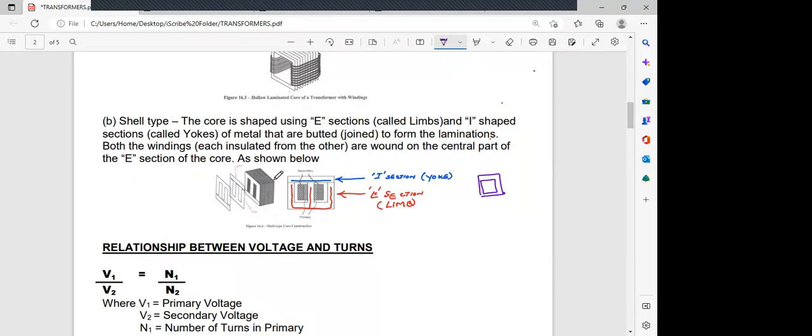And the shell type has an E and I section. The I section is called the yoke, the E section is called the limb, and you're going to be winding it on the central part of the E. Both the windings, primary winding and secondary winding, can be step up or step down, but both the windings are insulated from one another.